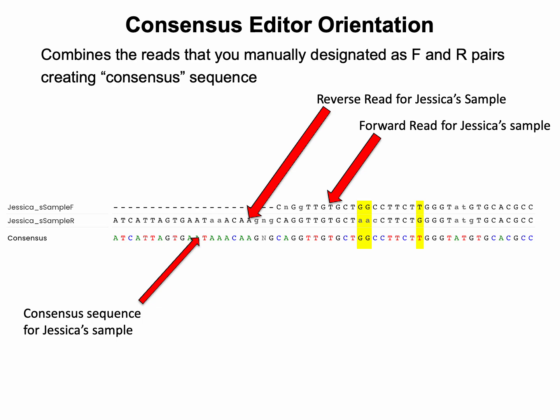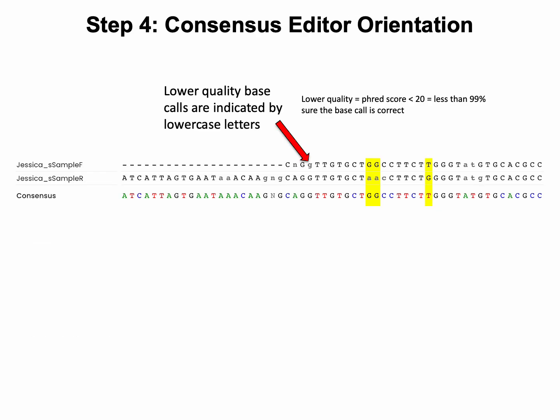Before we use the consensus editor in DNA Subway, I just want to orient you to what it's going to look like. This will be the output in DNA Subway. The top strand here in Consensus Editor is your forward read. The next strand down is the reverse read, and they've been aligned. And then the bottom sequence with the colored letters is your consensus sequence.